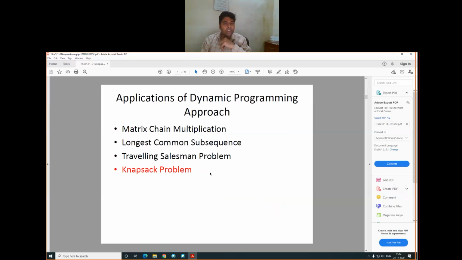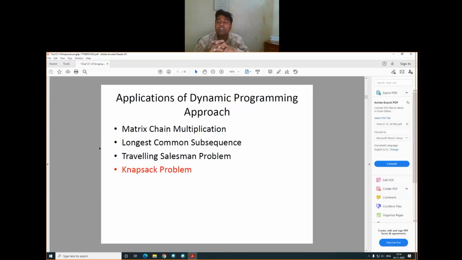So these are some of the applications of dynamic programming. Some of the problems where we can apply the dynamic programming approach are matrix chain multiplication, which we'll discuss further, and longest common subsequence, which we'll also discuss. Then the traveling salesman problem. You already know that problem; in computer networks, a problem is mapped to the salesman problem and solved using the dynamic programming approach.